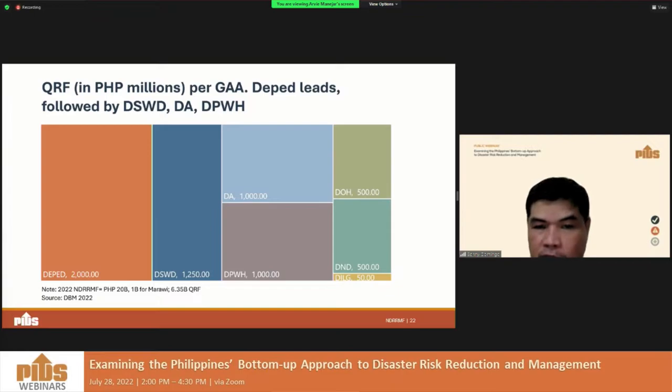So you have DepEd, you have DSWD, you have DA, you have DPWH as the main recipients of the big amounts coming from our QRF fund. Next slide, Arvie.